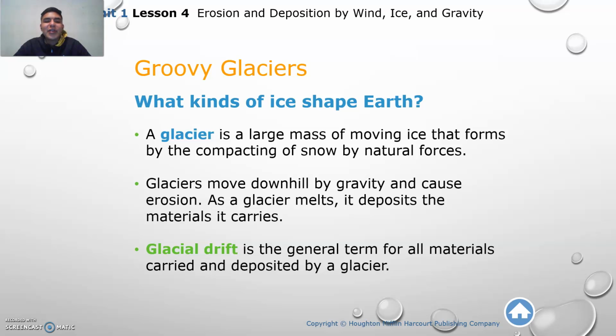And we have another important word, which is glacial drift. It's a general term for all materials carried and deposited by a glacier. In our experiment last week, remember that after a while, the ice started melting. And when it was melting, it was moving from one place to another. Also, it was already leaving some water on the soil, and then it was moving the soil as well. So that is what we are going to know as glacial drift.